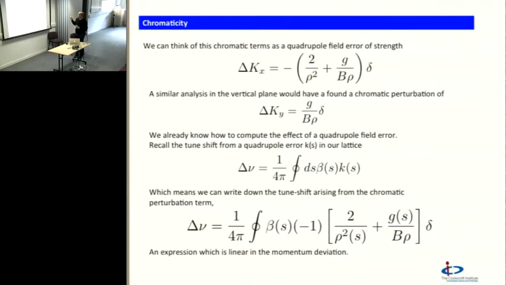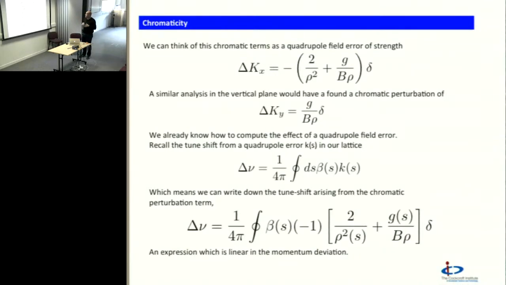If you just look at that equation, you see the left-hand side in k was some constant times x. That was our quadrupole term. This term is proportional to x, so it looks the same, but it's like there's an extra quadrupole in the lattice with this strength, but also multiplied by delta. So it's chromatic. It's like we have a quadrupole field error with a strength that depends on delta.